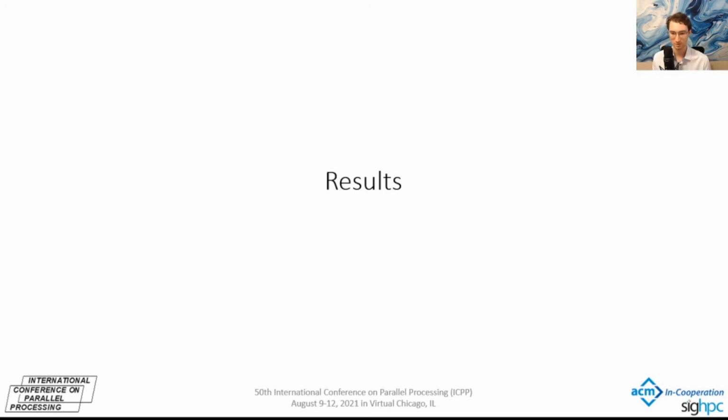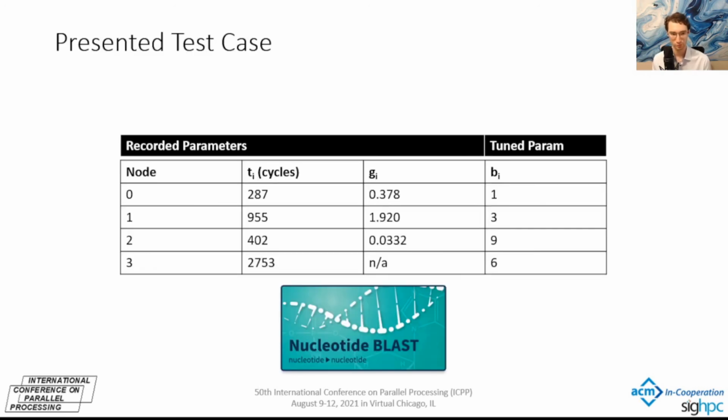We now move on to examine a few results. Specifically, we are going to present a nucleotide BLAST test case that was implemented on an NVIDIA GPU in order to accurately predict the number of cycles and the average gains that each node in the pipeline requires. We then tuned the B_i parameters so that the misfraction of the enforced-wait solution did not exceed roughly 1.5%.